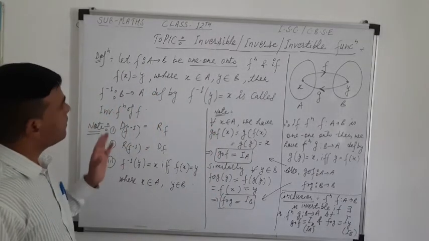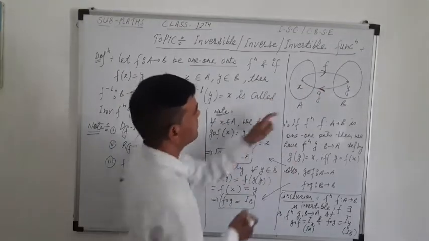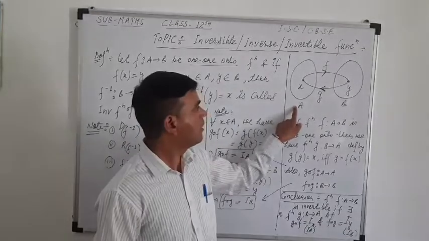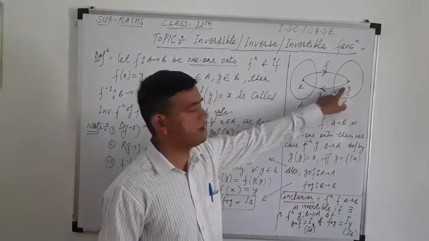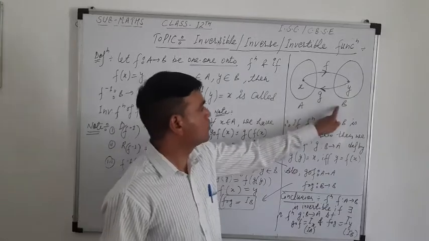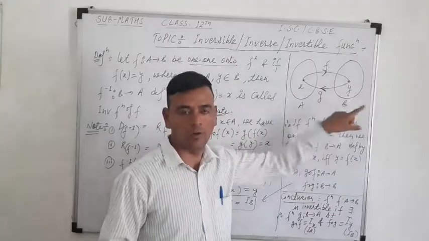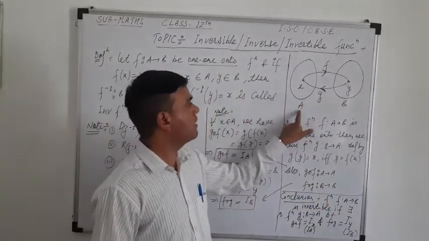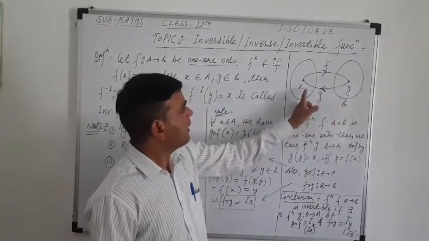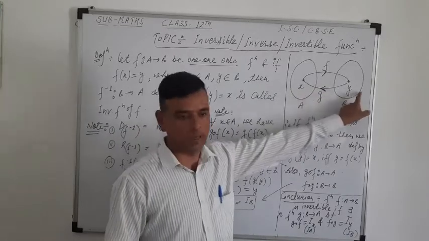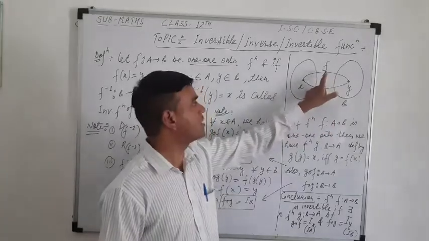So see here, let's first go through this figure. You have a non-empty set A having element x, then you have another non-empty set B having element y, and the elements of set A are associated with the elements of B. Moreover, images of elements of set A are formed in set B. It means the image of x, f of x, is y. So these two non-empty sets are connected by a function f.